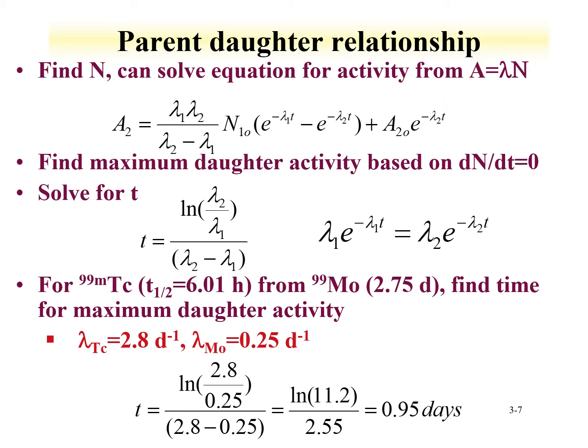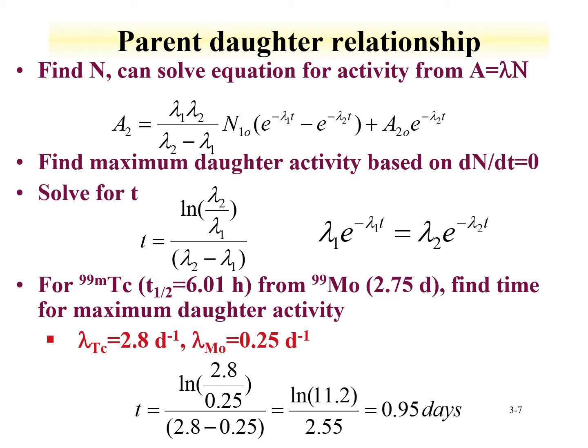So activity equals lambda n. So we multiply this by lambda 2. So we take the term. Again, we have an initial amount of the parent, and now we have the daughter term. We can use this to find maximum daughter activity based upon just the change of the daughter with respect to time equal to 0. We're maximizing. And let's solve for t.